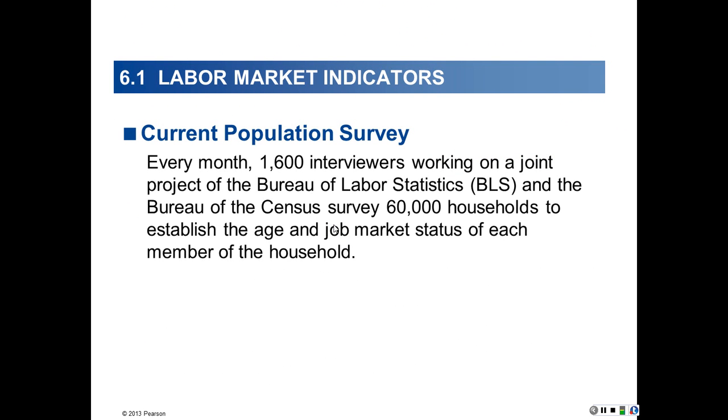And this is how the government proceeds to figure out unemployment. Every month, 1,600 interviewers who work for the Bureau of Labor Statistics, that's the US agency tasked with doing this. So 1,600 employees of BLS. By the way, it's not just the BLS, it's also the Bureau of the Census. So in a sense, this is joint work by two agencies of the US government. These 1,600 interviewers survey 60,000 households. So every month, 60,000 households are contacted.